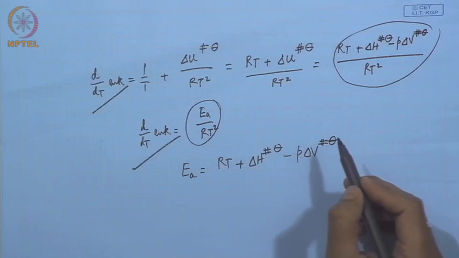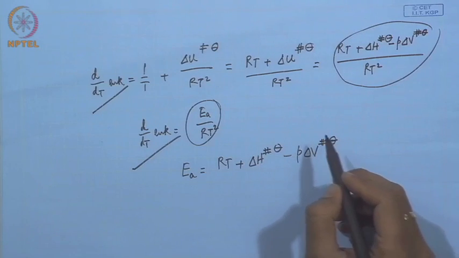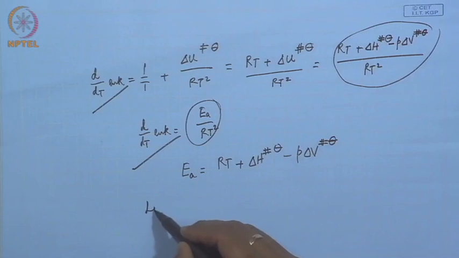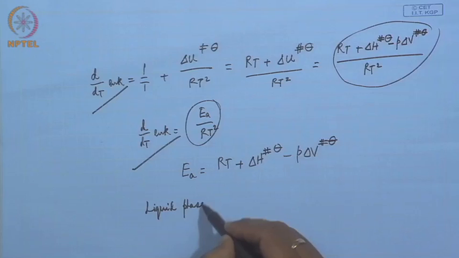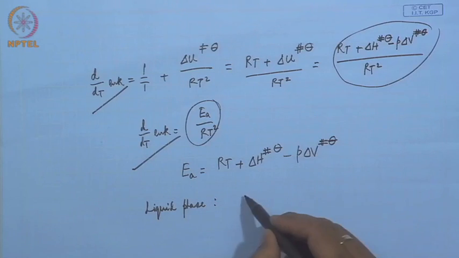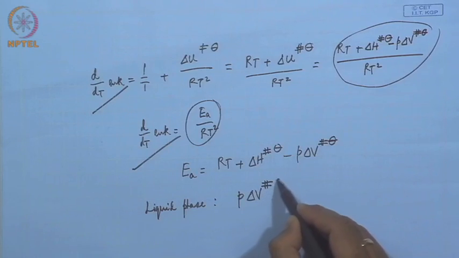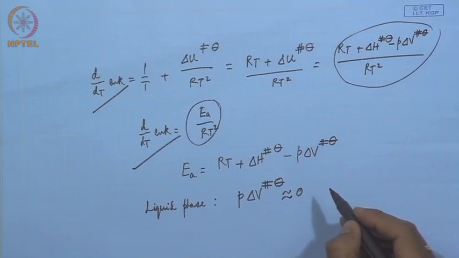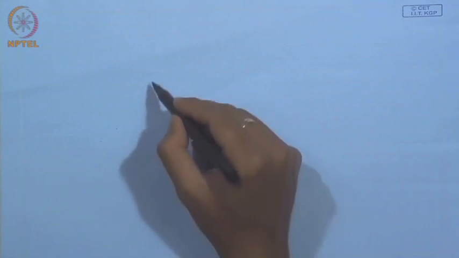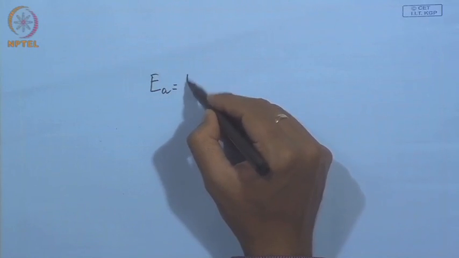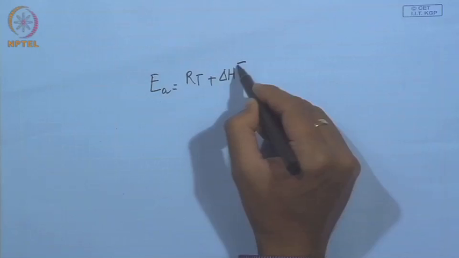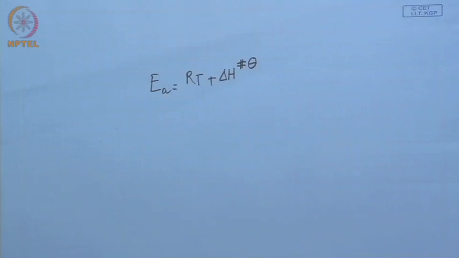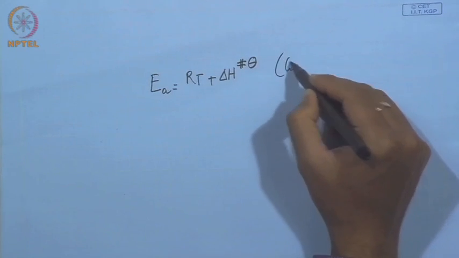Okay. Now, what happens? There are situations. One situation is for liquid phase reactions, where this P delta V, this volume of activation, may be neglected for all practical purposes. So, that means for liquid phase we have a very simple relation that EA is equal to RT plus delta H double dagger 0 bar. This is your liquid phase.